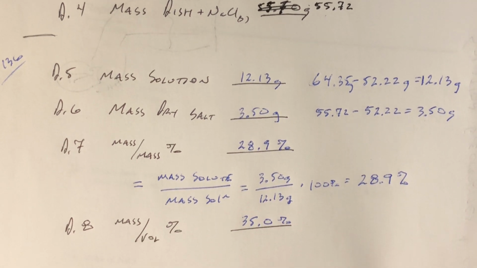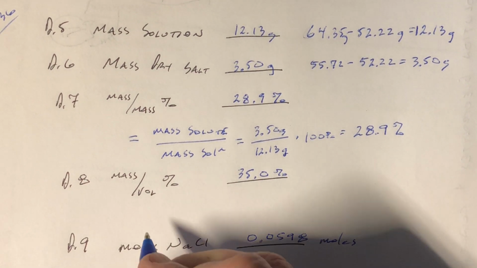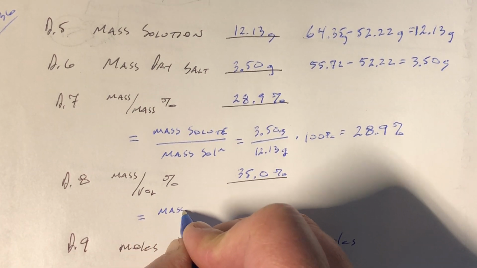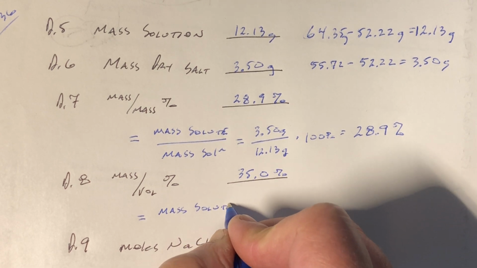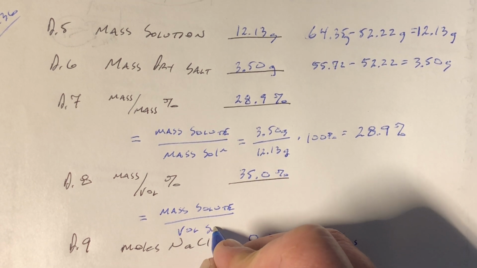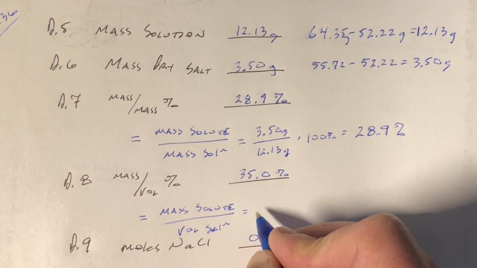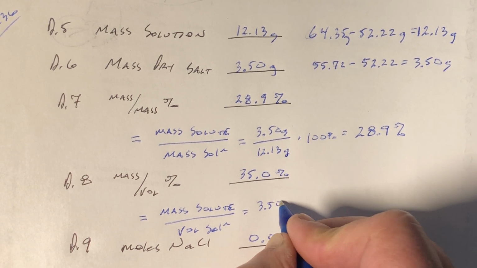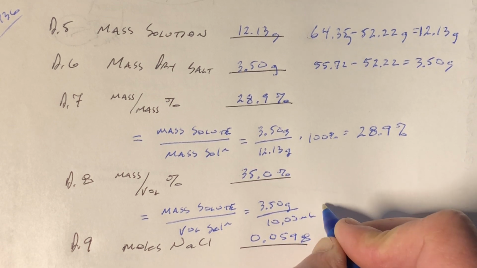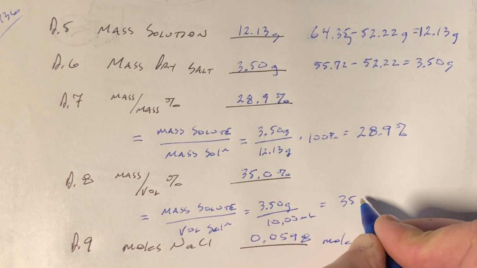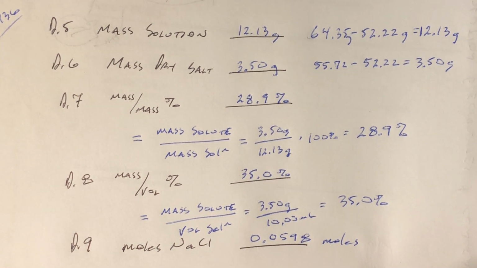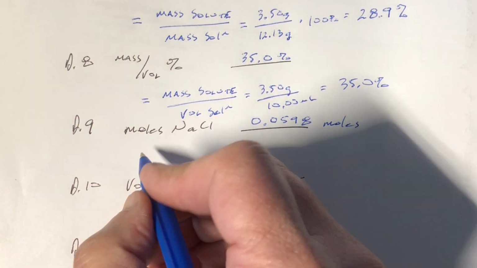D8 is very similar. Now this is a mass volume percent. Very important, again, that I define this. This is mass solute over volume in milliliters of solution. So this will be that same 3.50 grams, but now over 10 mL. So in this case, I have 35% mass volume.